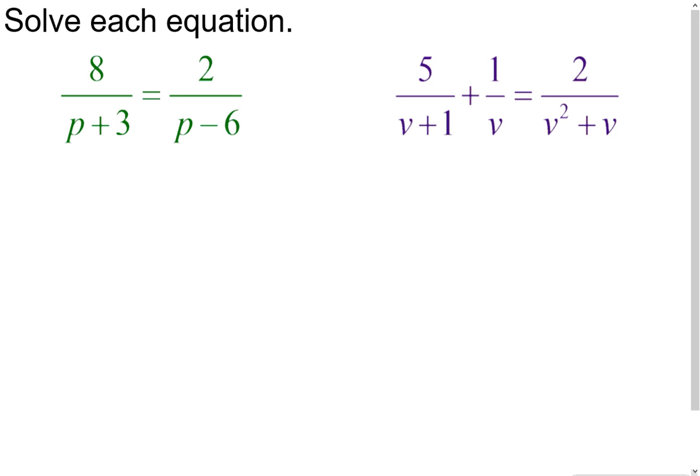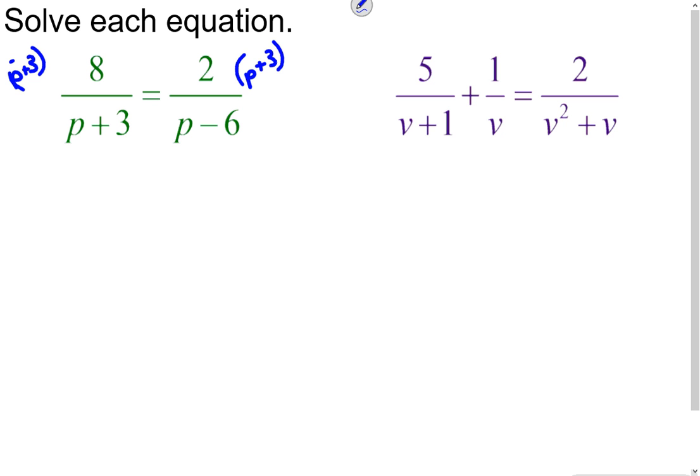Now, I don't really like to have fractions any more than the next person. So I look at this and go, how could I get rid of the fractions? Well, if I wanted to get rid of the p plus 3 on the left side, I would need to multiply by p plus 3. And by doing that, that would allow the p plus 3's to divide out on the left side. But if I multiply the left side by p plus 3, I'm going to have to multiply the right side by p plus 3 as well. So I'm going to put a p plus 3 on the right side.